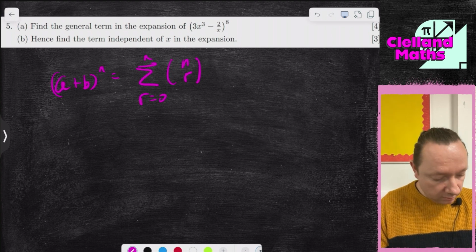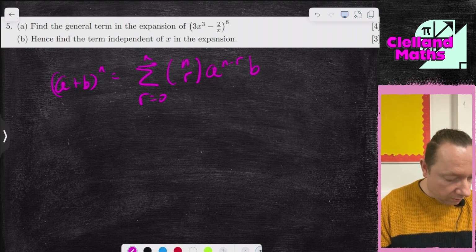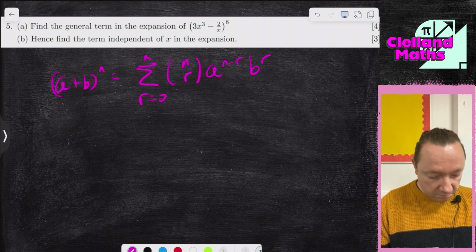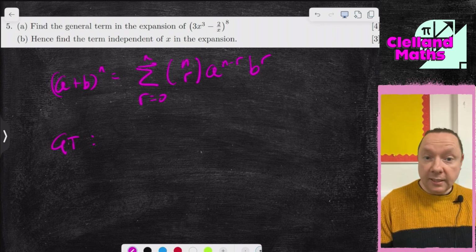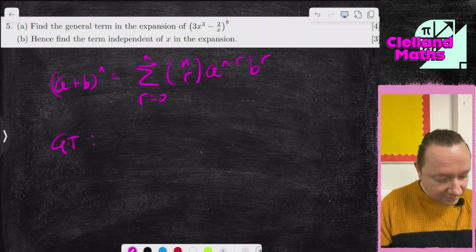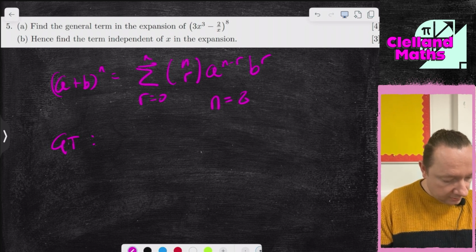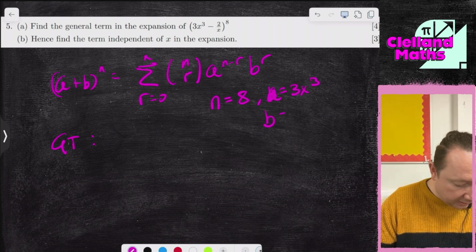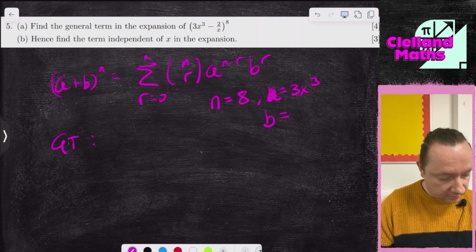A to the n minus r, b to the r. The general term is all of that right-hand side except the sum. In this case, n is equal to 8. A is the first term, which is 3x cubed, and b is our second term, which is minus 2 over x.